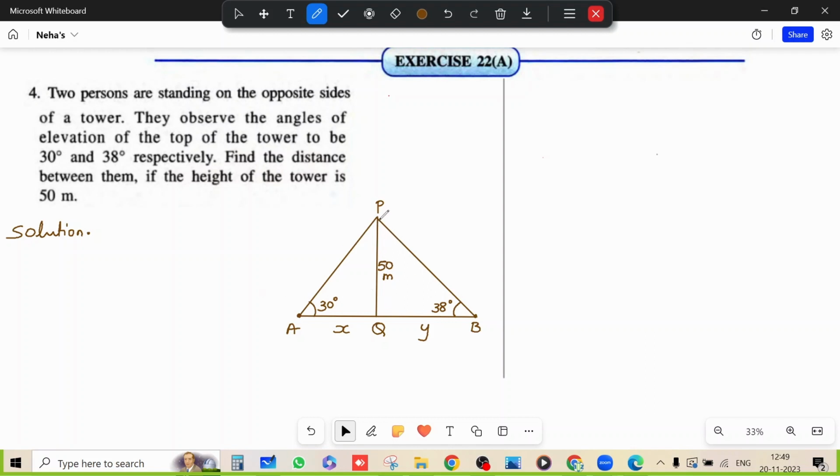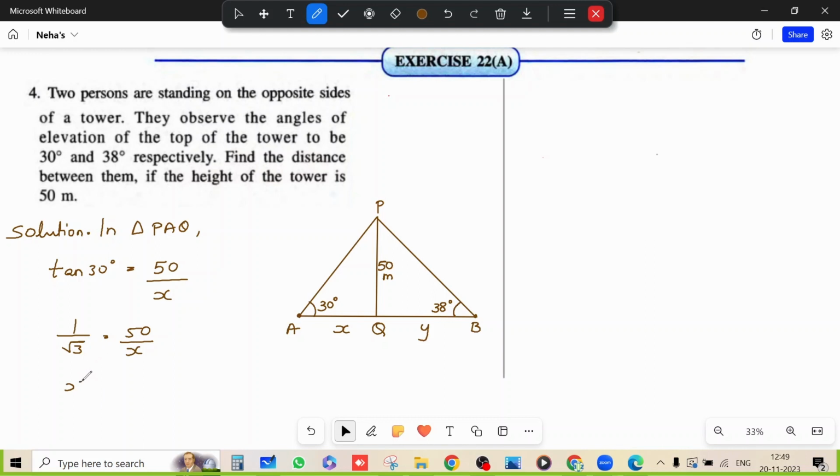So let us first consider triangle PAQ. So in triangle PAQ, tan 30 degree will be equal to perpendicular upon base. So this will become 50 upon x. Now we know that the value of tan 30 degree is 1 by root 3. So we will substitute the value.